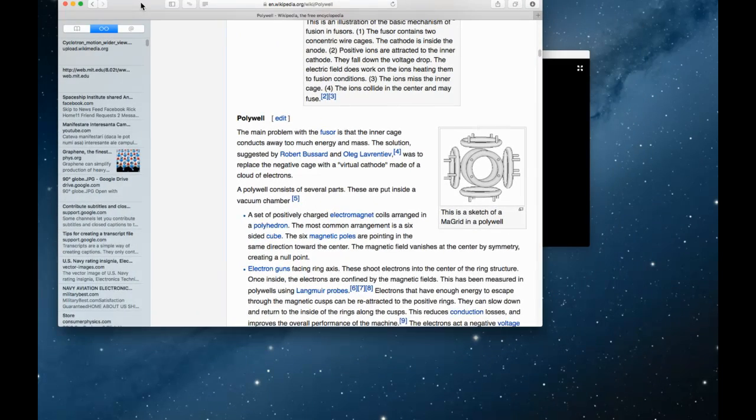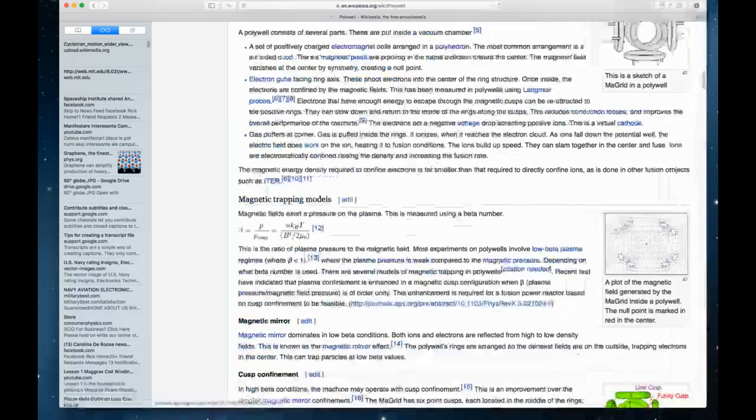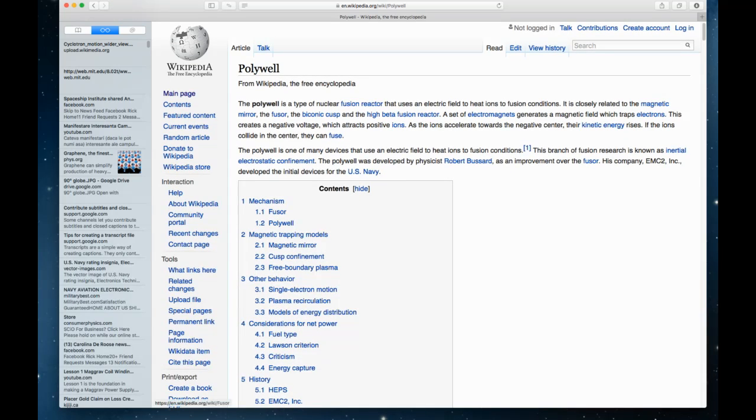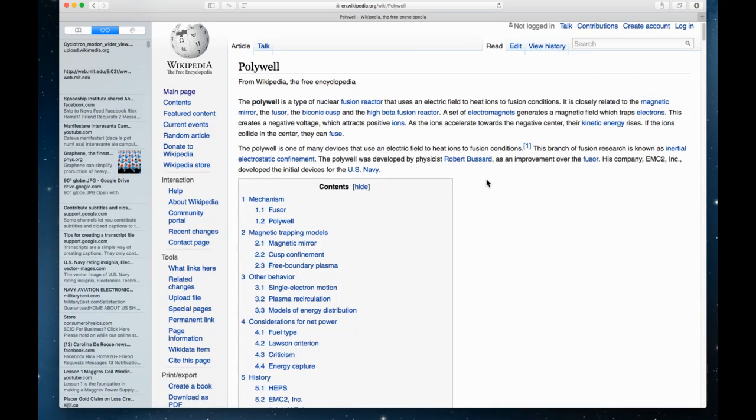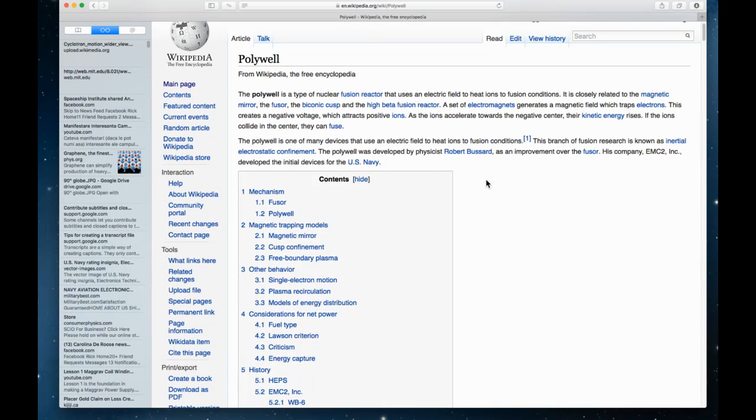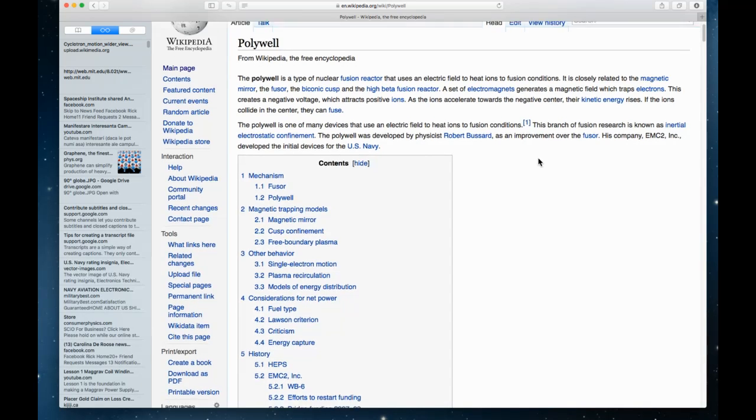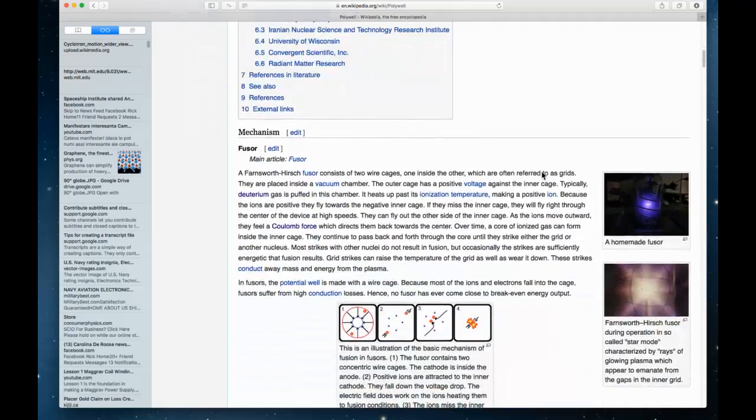So this is out of Wikipedia, and it's called Polywell. I haven't actually been to this page yet, but I just looked it up. It's a branch of fusion research known as inertial electrostatic confinement. It uses an electric field to heat the ions to fusion conditions. So basically they're trapping electrons which attract positive ions, and the ions accelerate toward the center and so on. It's a standard sort of procedure.